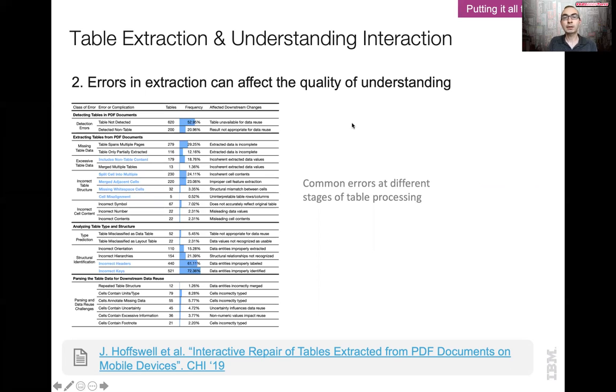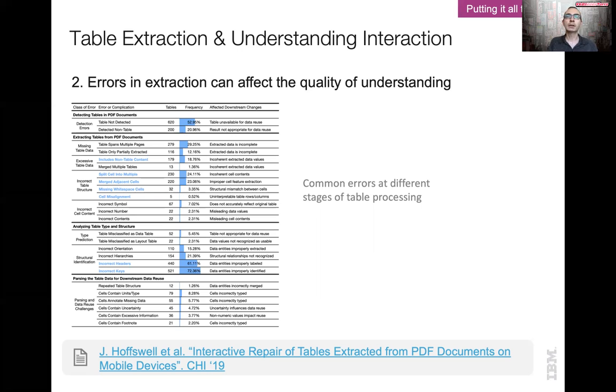Therefore, the second takeaway point is that if someone is working in table understanding of tables that have to go through the table extraction process, for instance, tables that come out of PDF documents, then they should not assume that the table structure is correct. At the very least, when working with those tables, we should be aware of table extraction errors, if not, do something to mitigate them.